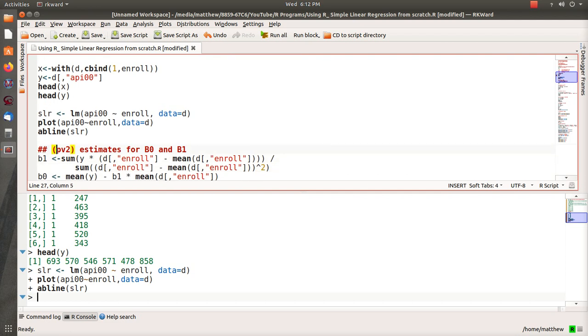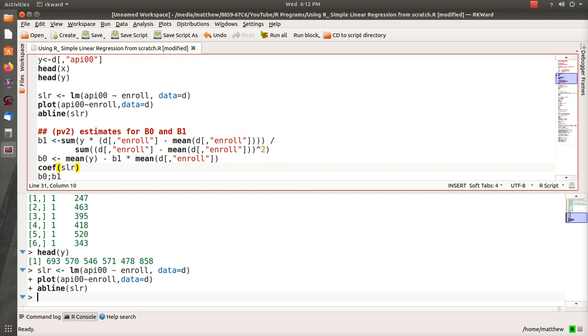In here, PV2 stands for previous video, and it's number 2 in my playlist of general linear models regression. The formulas in that video are what are used to derive these estimates. The least squares estimate for beta 1 is the sum of y times x minus the mean of x, divided by SXX, which is x minus the mean, squared, and then summed. And so that's what we do.